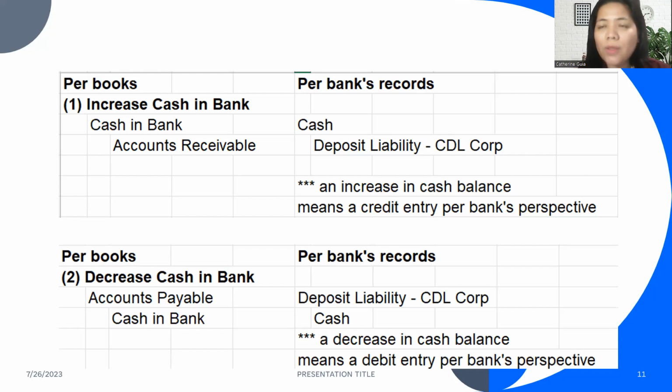So a decrease in cash balance means a debit entry from the bank's perspective. So don't be confused when the bank says that your account will be debited. Don't interpret it that when they say your account will be debited, your account will increase. No, it means that your account will decrease, because in their perspective, every time there is a cash withdrawal or check withdrawal against your account, they debit the deposit liability account. So what they are referring to is the account affected by your withdrawal. Okay?